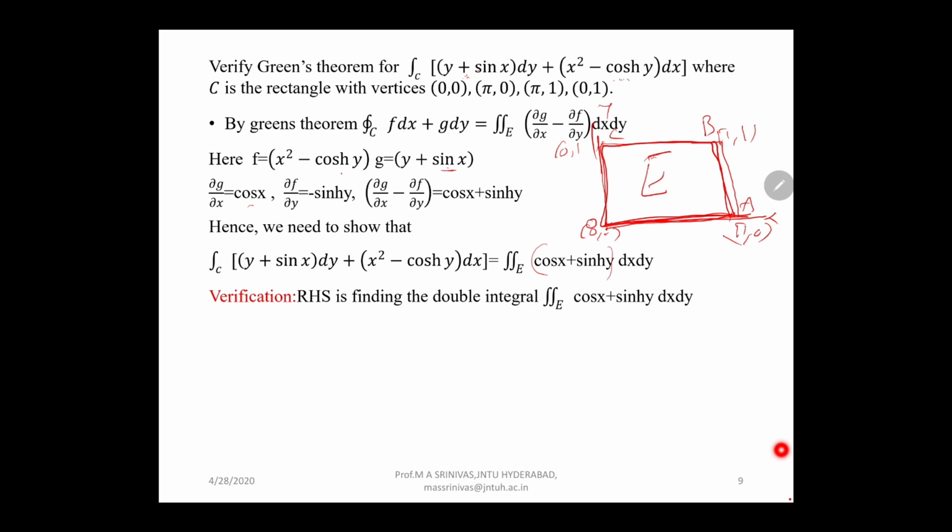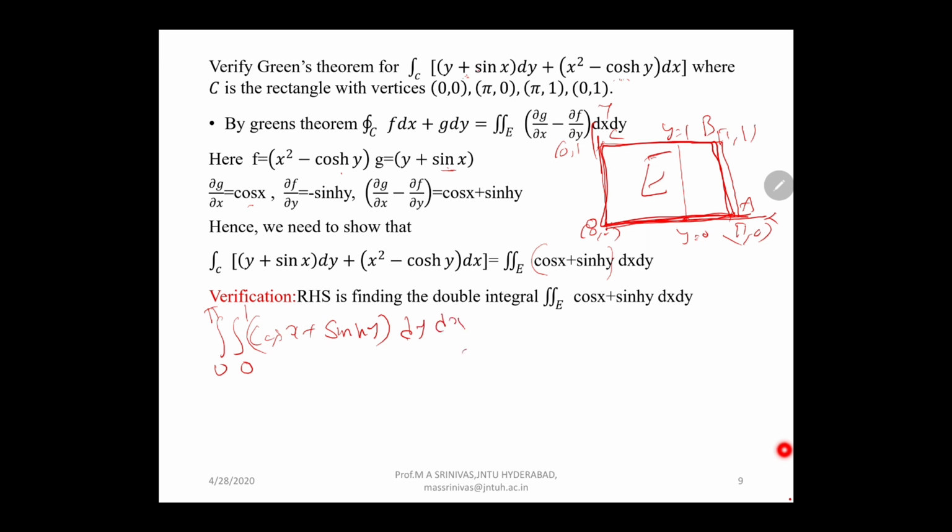So in this region, if I want to evaluate the right side, the double integral over E, what are the limits for y and x? Y is equal to 0 to y is equal to 1. Y limits are 0 to 1, x limits are 0 to pi. The integrand is cos x plus sin hy, dy dx, because I have written the y integral first.